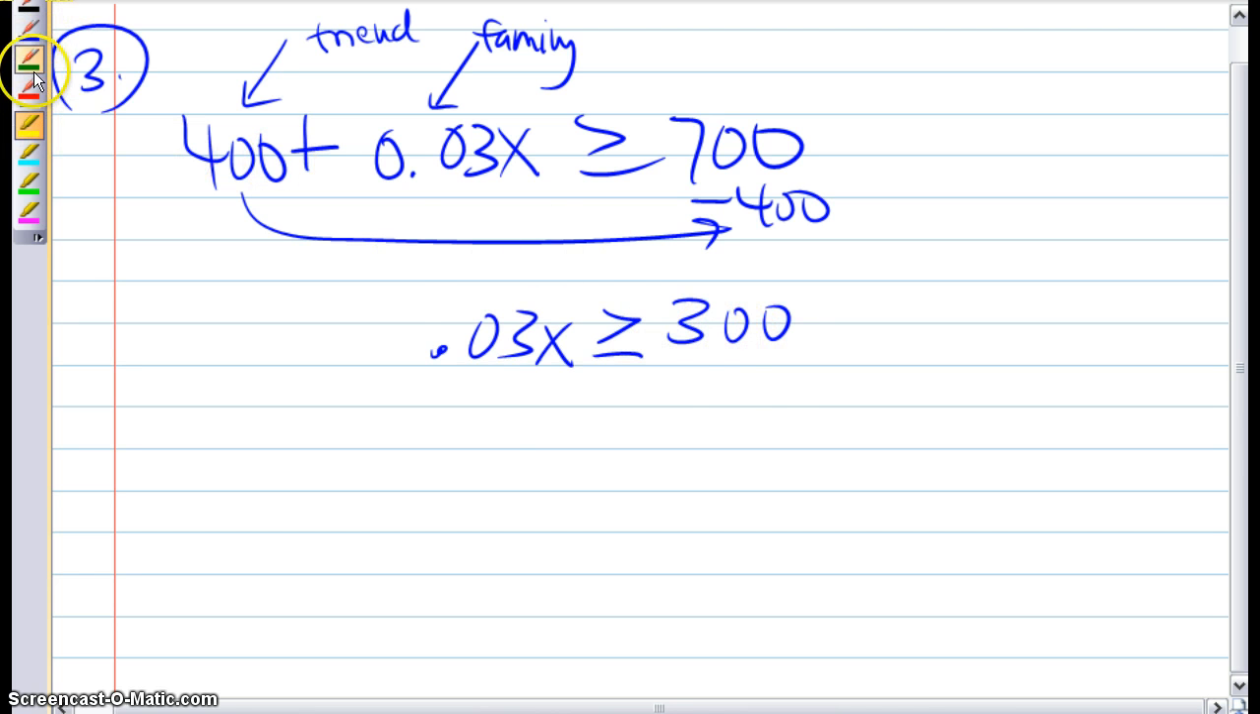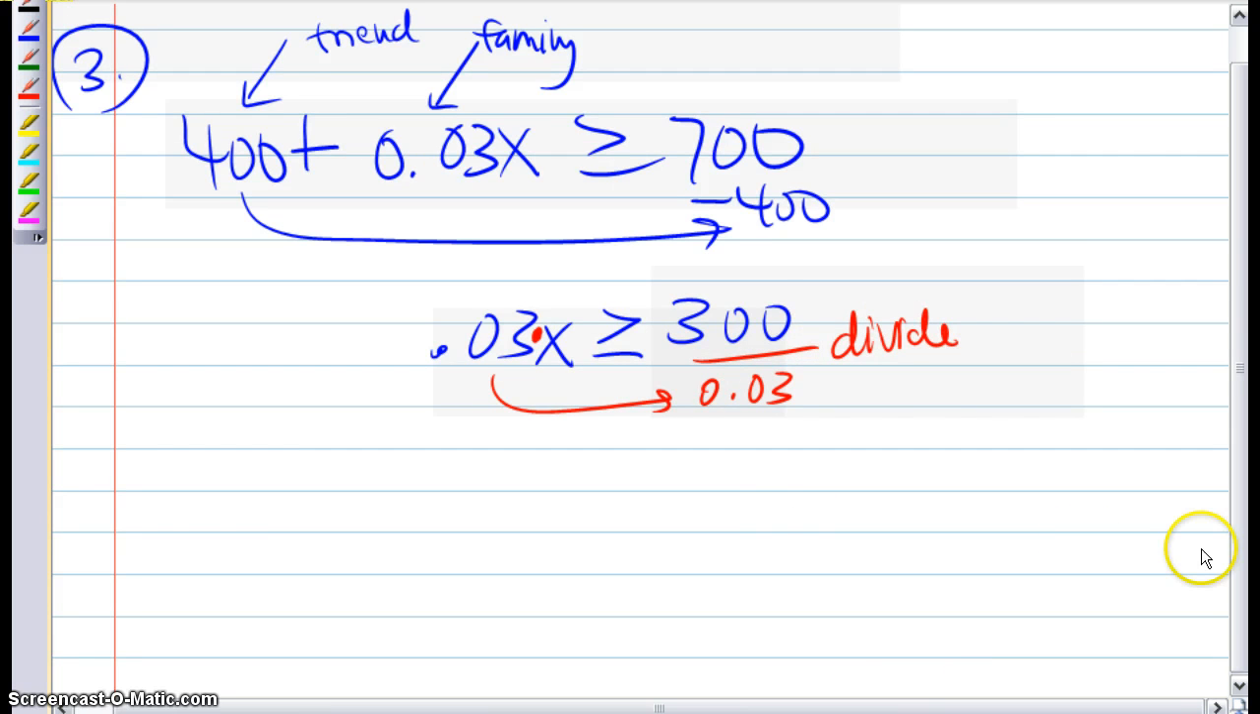Then I'm going to take the 0.03 and move that over. And while I was doing multiplication here, I'm going to do division here. So this is when we're going to get our little nifty calculator out and divide that. So put the 300 in the calculator first, then the 0.03, and x will be greater than or equal to 10,000.